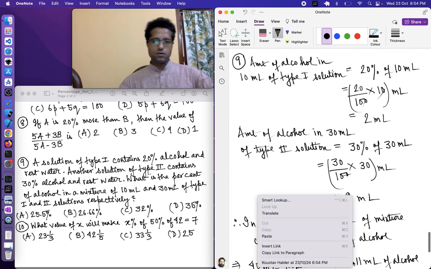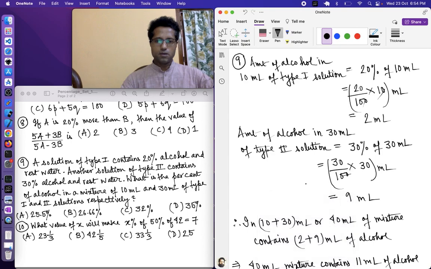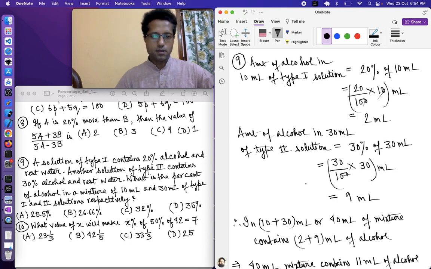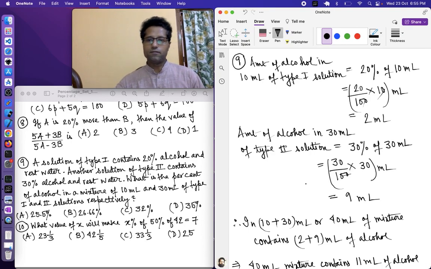Type 1 solution contains 20% alcohol, and 10 ml of type 1 solution and 30 ml of type 2 solution are mixed. So first we have to find the amount of alcohol in 10 ml of type 1 solution. It will contain 20% of 10 ml, which is 20 by 100 multiplied by 10, equal to 2 ml of alcohol.